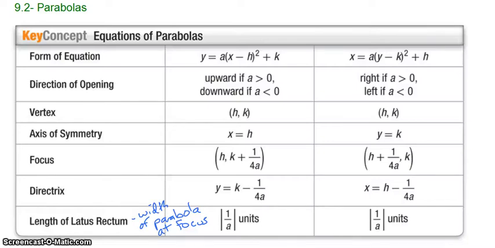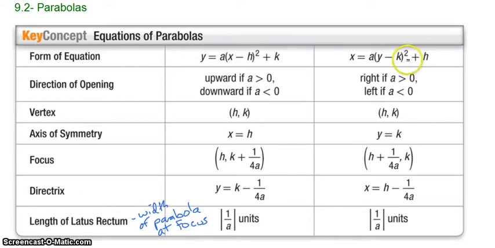Hello everyone, and welcome to section 9.2, which is going to be all about parabolas. Now we have graphed parabolas before, so some of the things that we're going to be talking about are going to be similar. However, we are also going to be talking about parabolas that face left and right instead of just up and down. So here is pretty much everything that you'll need with parabolas.